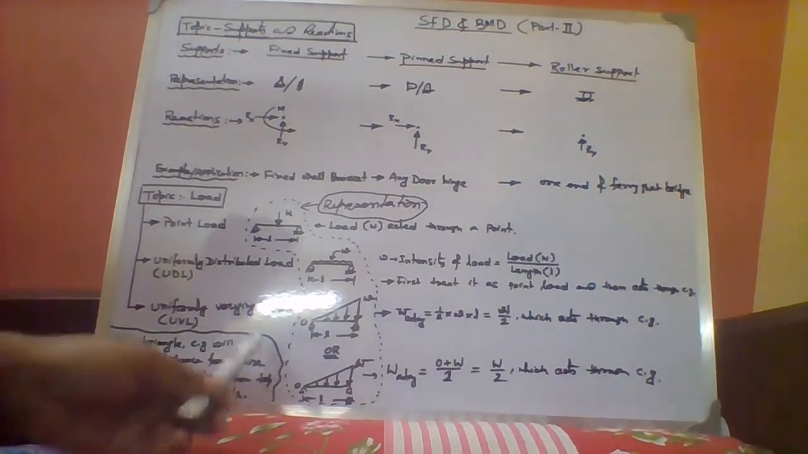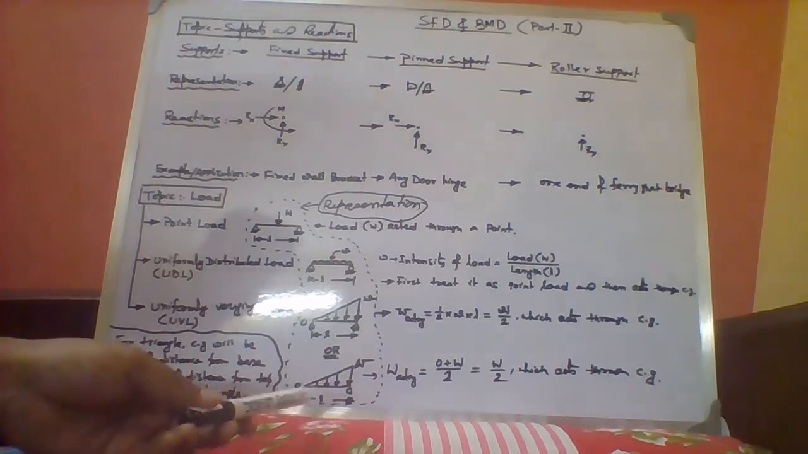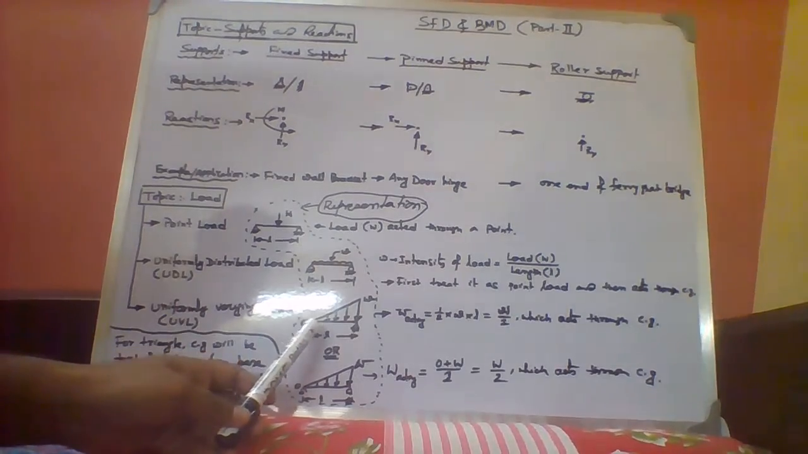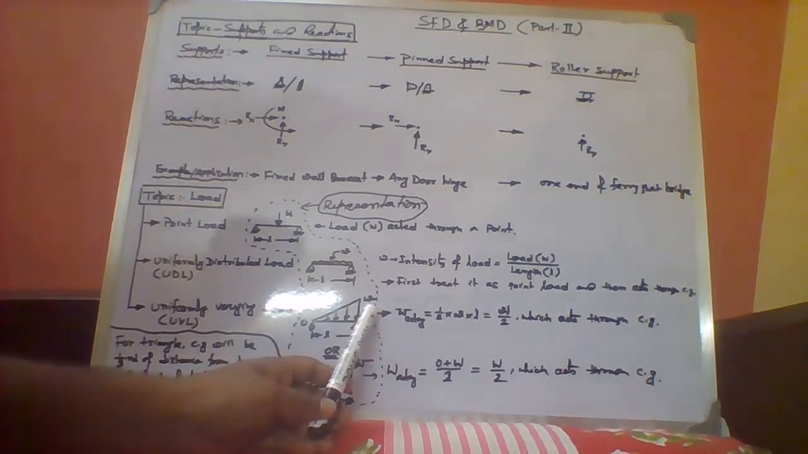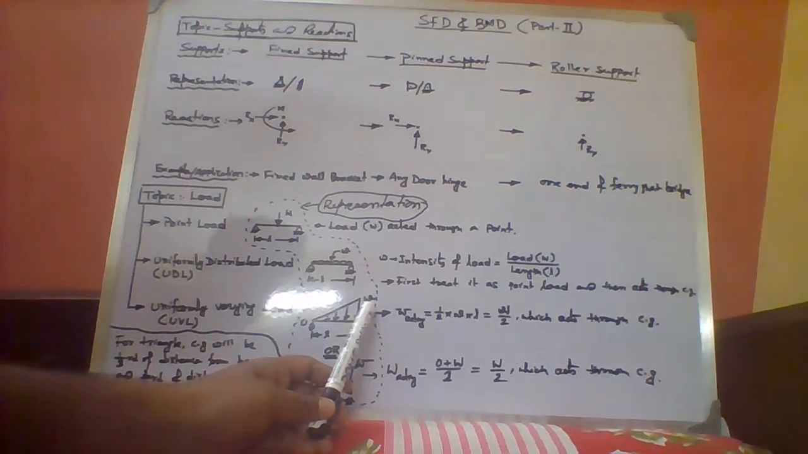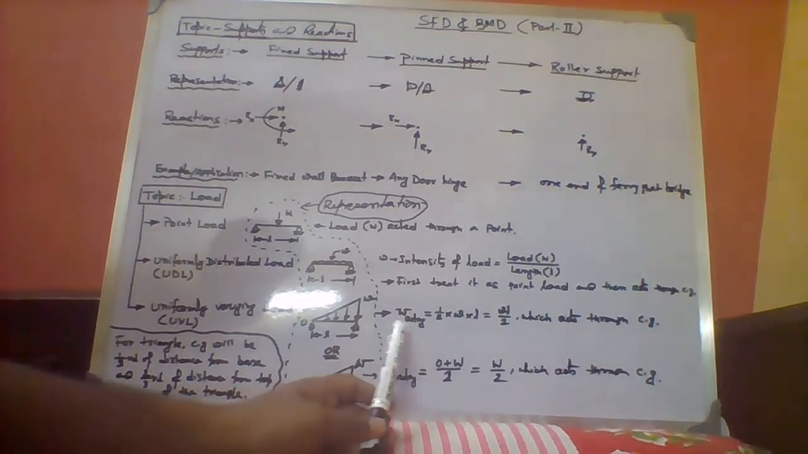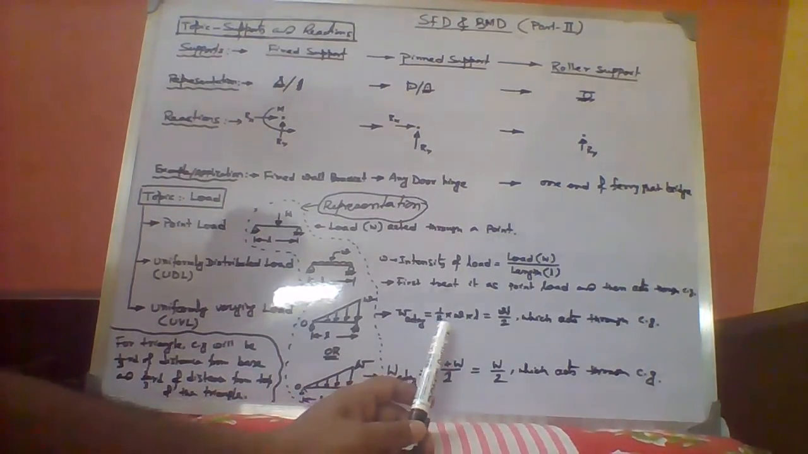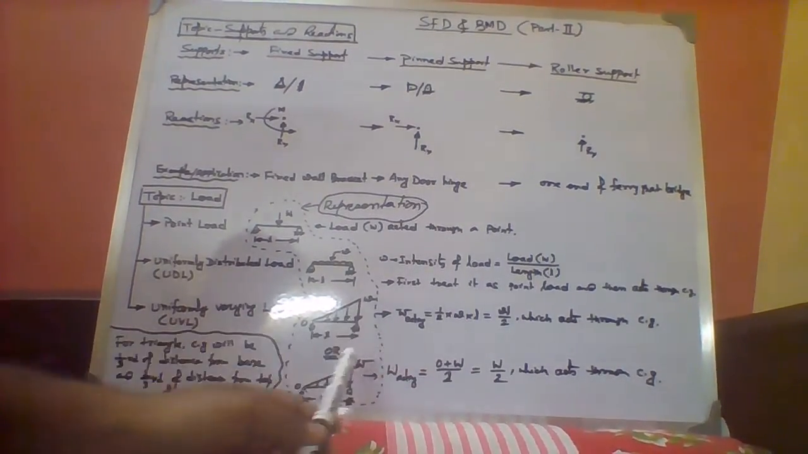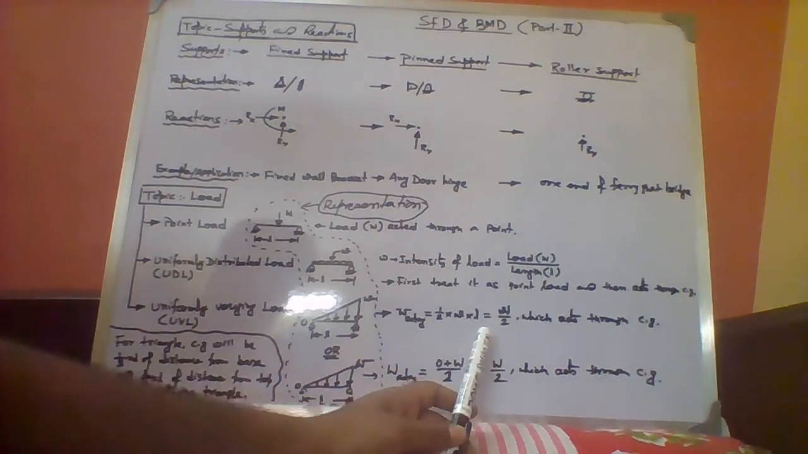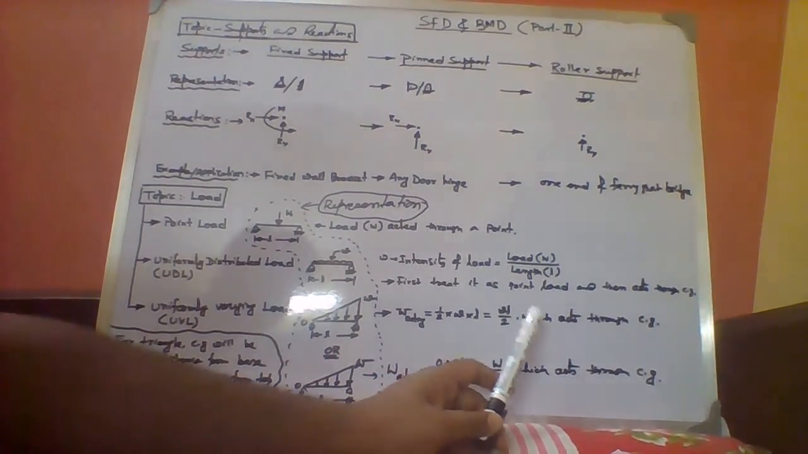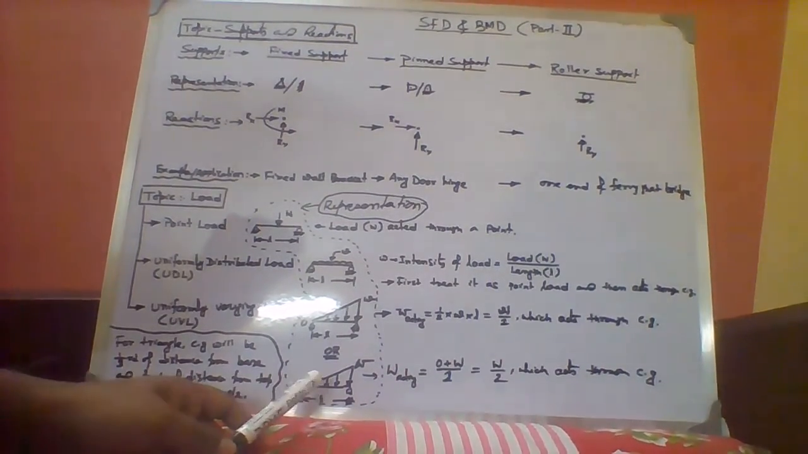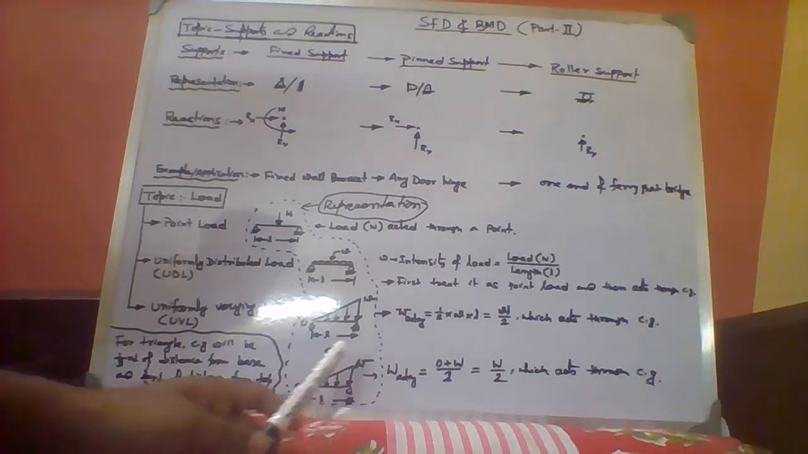Then uniformly varying load. Here we draw two figures because it can be represented in two manners. One manner is where the load varies from 0 to small w, that is, per unit length. For that kind of problem, we calculate the acting load as half into w into L, or rather the area of the triangle. It should come as w L by 2, small w into L by 2, which obviously acts at the CG of the triangle. Again, it can also be given in that manner where the load is varying from 0 to capital W.